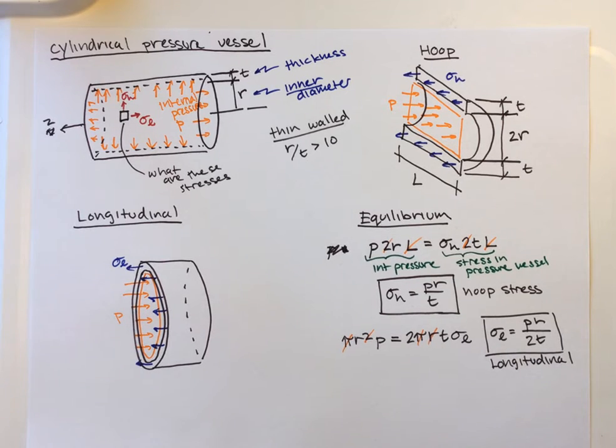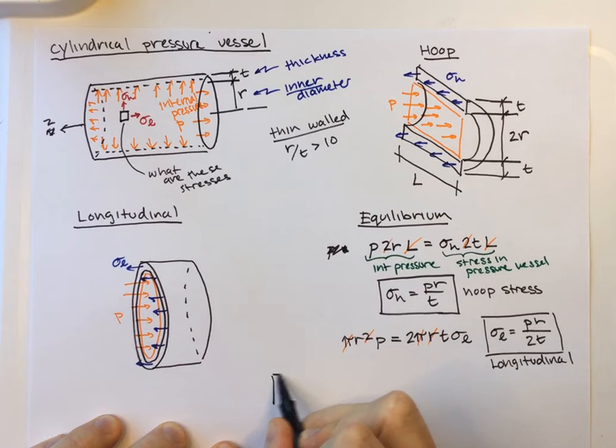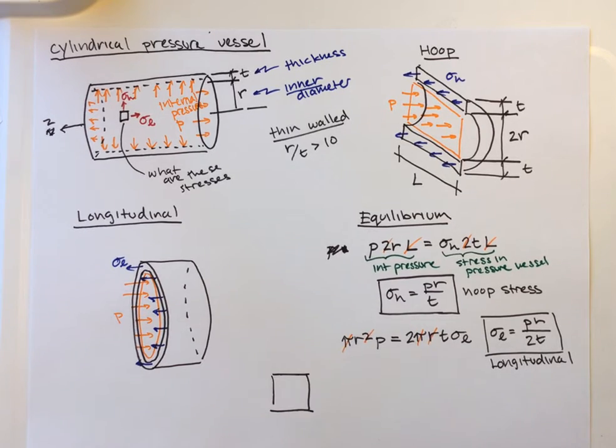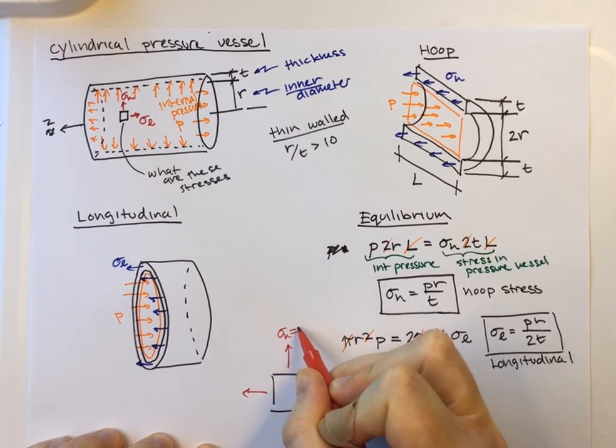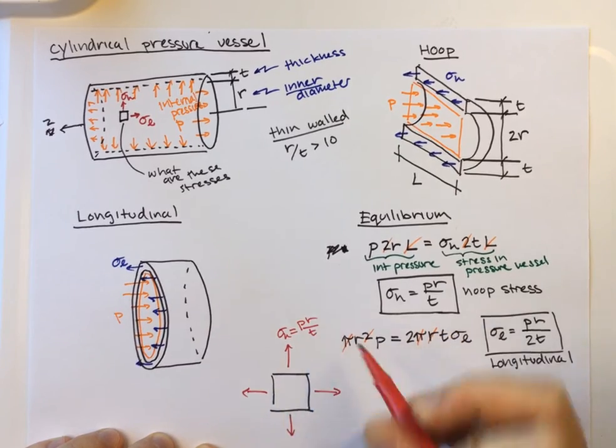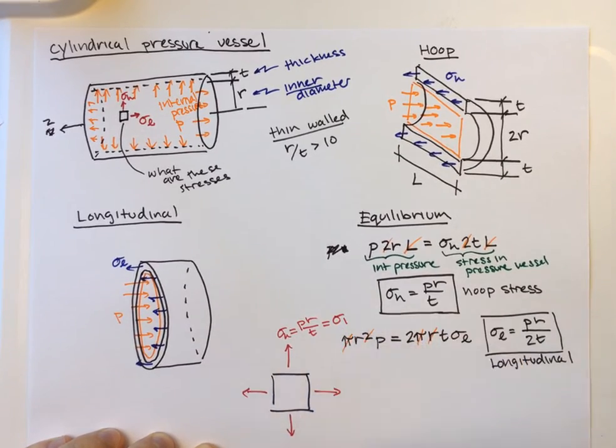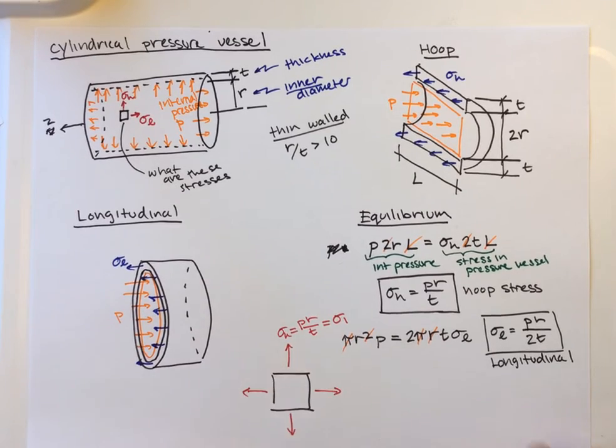So that's pretty cool. Let's go back to our stress picture. As it turns out, we're in a state of principal stress. We have our sigma H up here, which is equal to PR over T, and that ends up being sigma 1, our first principal stress, the big one. Our longitudinal stress equals PR over 2T, and that ends up being sigma 2.